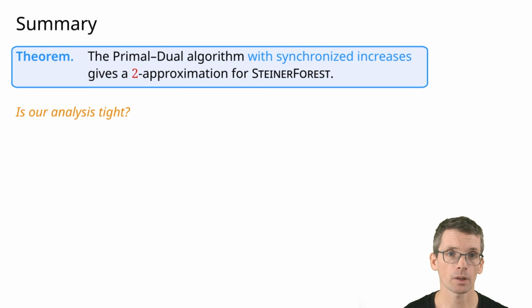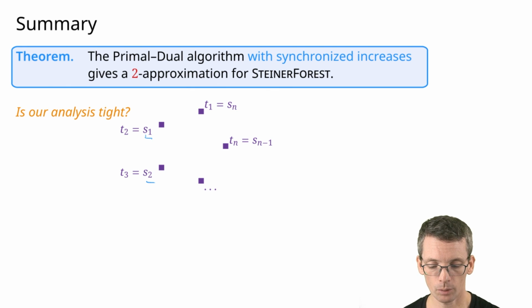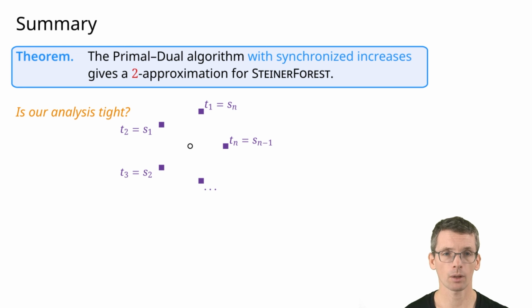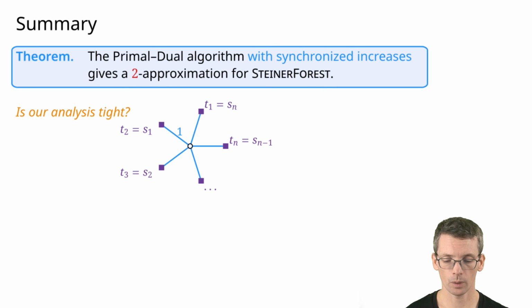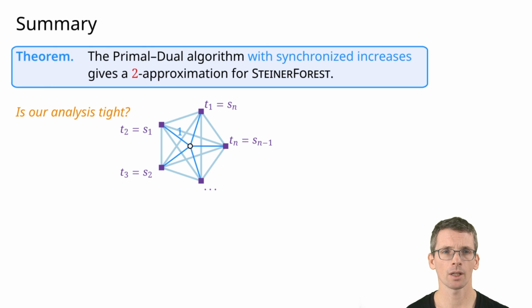We should, of course, ask ourselves whether the analysis is tight, and indeed the analysis is tight. Here's an example. So here we have sets or terminals S1, S2, and so on, terminals T2, T3, and so on, and one extra vertex. So here we have this tree as an option. Those all get weight 1. But I have this blue tree, and the other edges get weight 2 minus epsilon.